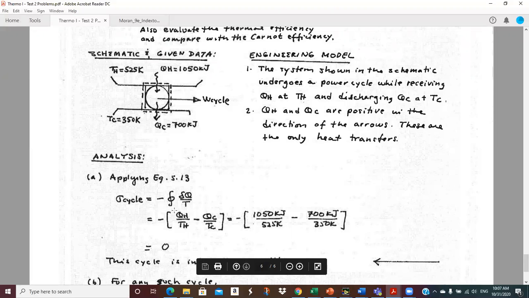Well, this integral breaks down. We're just integrating along the boundaries. Up here, I've got positive heat transfer coming into the system, 1050 kilojoules, temperature is 525. And on this side, it's a negative because the heat transfer is negative leaving the system. So 700 at 350. And so this is 2 minus 2, which is 0. And so we get no entropy production. Well, that tells you right there that this is internally reversible because there's no entropy production.